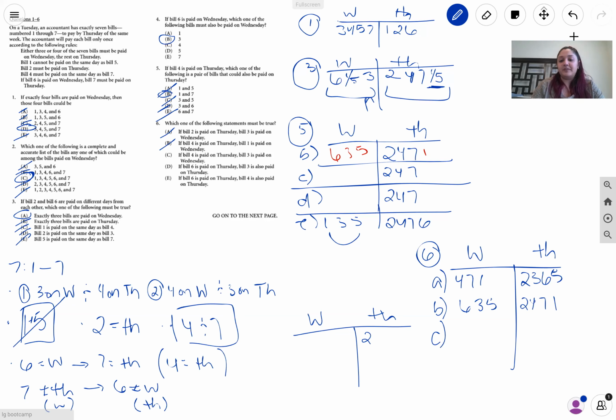So C says if bill 4 is paid on Thursday, so again, I'm going to put in 2, 4, 7, bill 3 is paid on Wednesday. Now this is going to be my right answer choice because if I plug in 3 on Thursday, I'd be left with 6, 5, and 1 on Wednesday. And I know that 5 and 1 have to be in different groups. So if I put in 3 on Thursday, my diagram breaks. I know that it has to be true that bill 3 has to be paid on a Wednesday if bill 4 is paid on a Thursday. So this is my answer choice because this has to be true every single time for my diagram to work. Does that make sense to everyone?